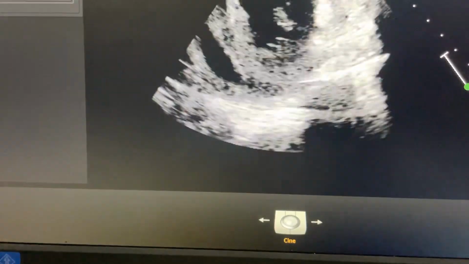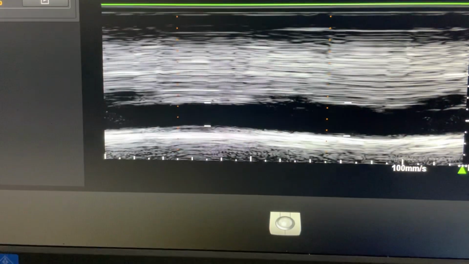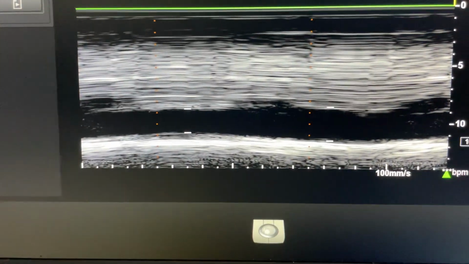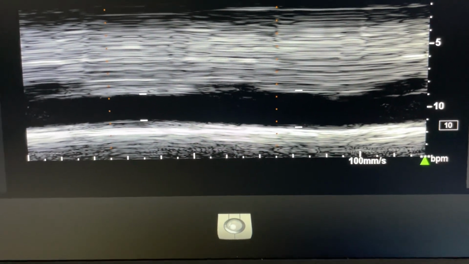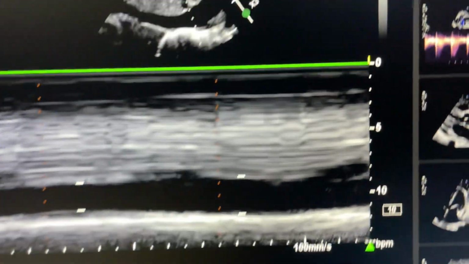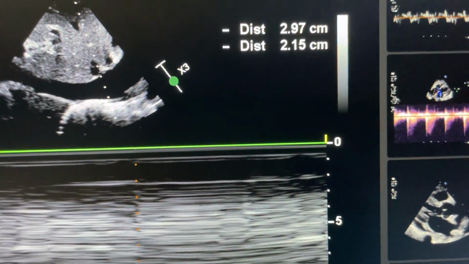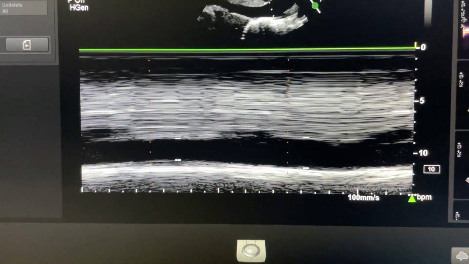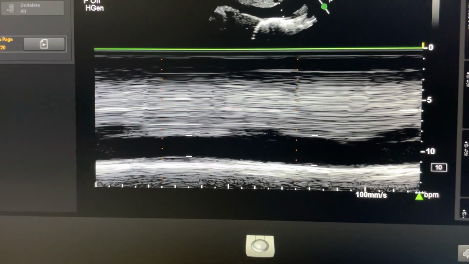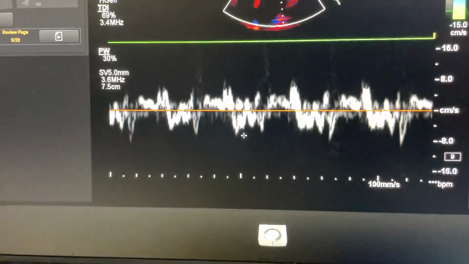In this case, I will show you. You can see how the IVC does not collapse normally. You can see the dimension during inspiration and expiration is almost remaining the same. That means IVC is dilated and does not change much with inspiration. That is, pressure inside IVC is raised, that is, pressure inside right atrium is raised.